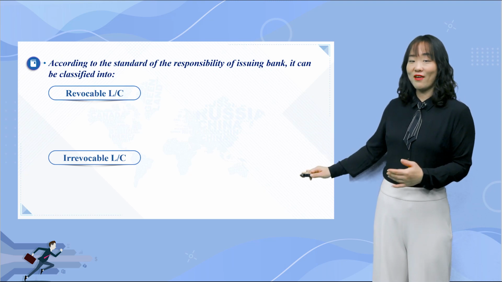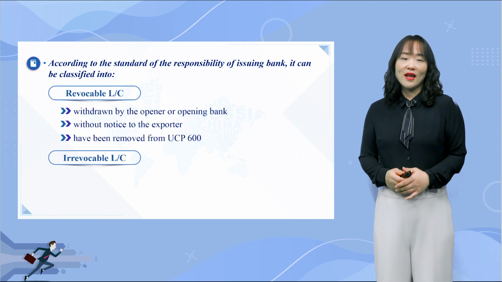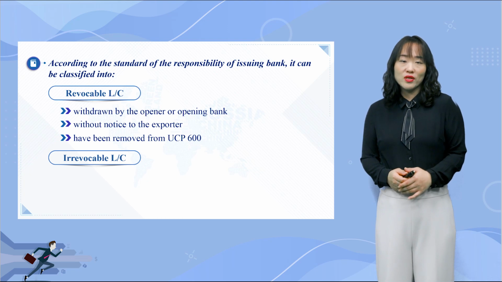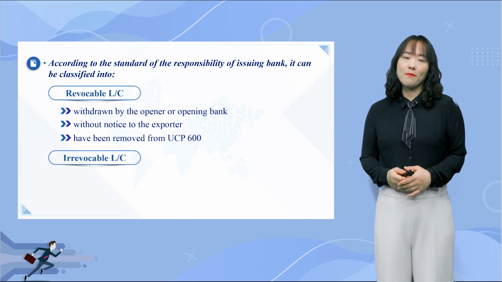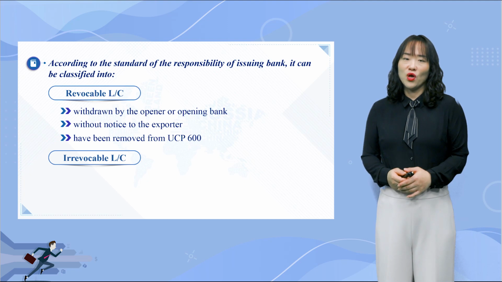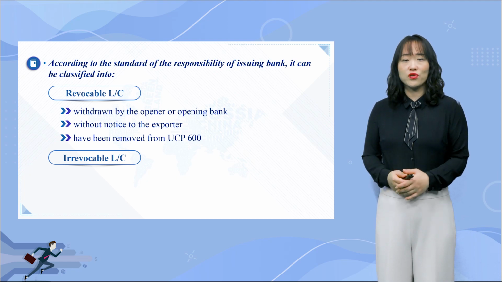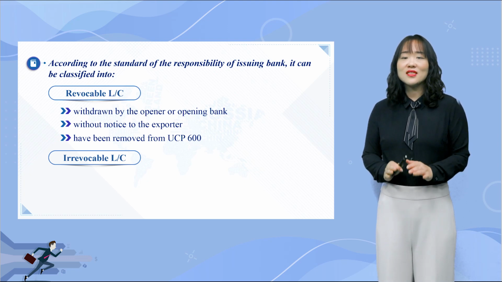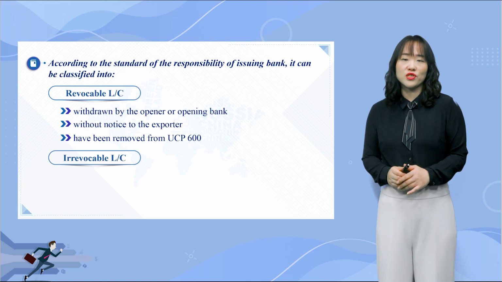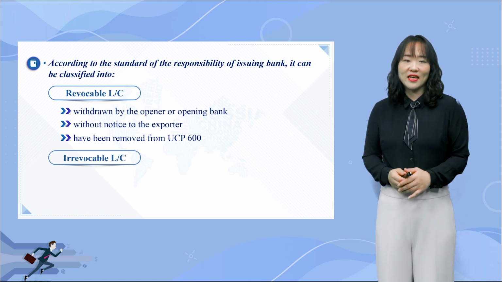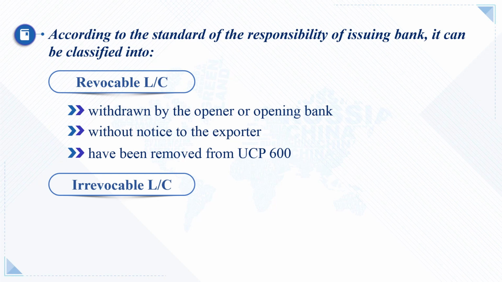According to the standard of responsibility of the issuing bank, it can be divided into revocable LC and irrevocable LC. The revocable letter of credit can be withdrawn by the opener or opening bank at any time. Withdrawal can be effective without notice to the exporter. Revocable letter of credit, therefore, does not sufficiently protect the interest of the exporter in getting his payment. Due to the limited use of revocable documentary credits today, they have been removed from UCP 600.